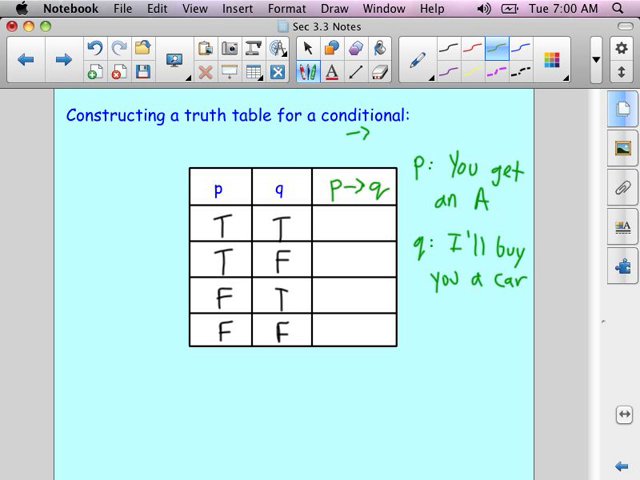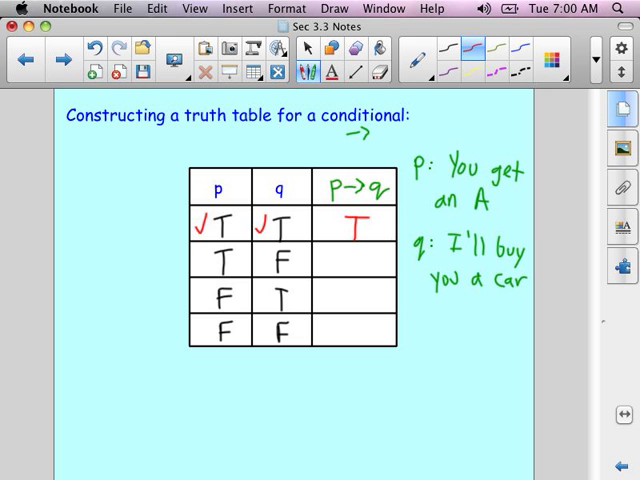Based on the different parts, I want to know if I'm going to be lying or not. Because when I'm looking at the truth value of a statement, one way of thinking about it is: am I speaking the truth, or am I lying to you? So, if you get an A, then I'll buy you a car. That's basically what my first one's saying. Yep, I got an A, and yep, I bought you a car. So the first part happened, I did the second part, that's true. If you have a conditional and both parts happen, that's fine. It's exactly what I said was going to happen.